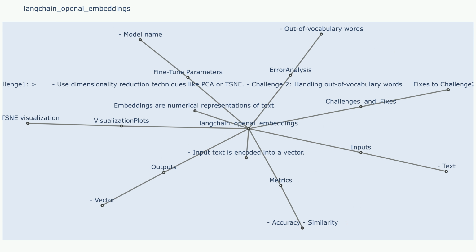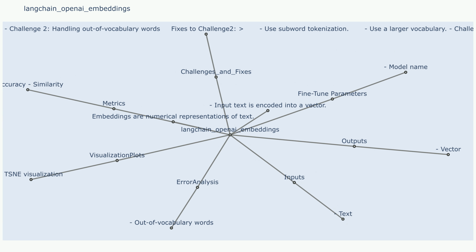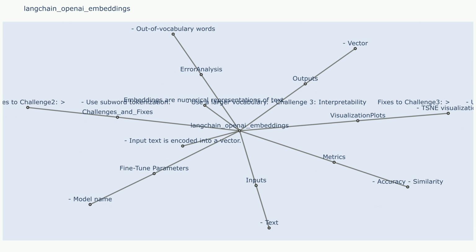Model: the OpenAI embedding model to use for generating embeddings. Common options include text-embedding-ada-002, text-similarity-davinci-001, and text-search-davinci-query-001. Outputs. Embeddings: a list of numerical vectors, where each vector represents the corresponding input text.